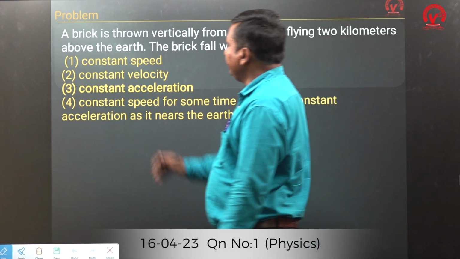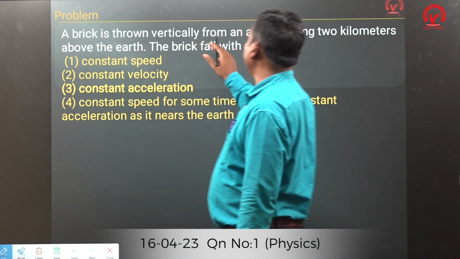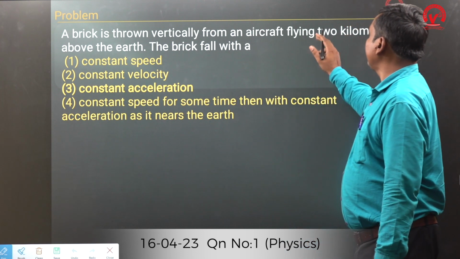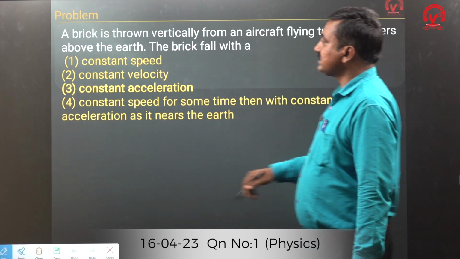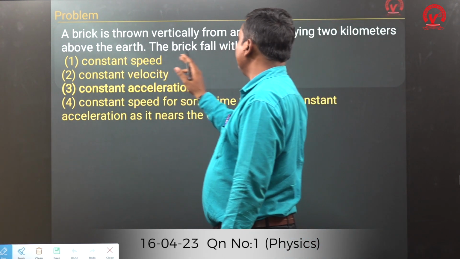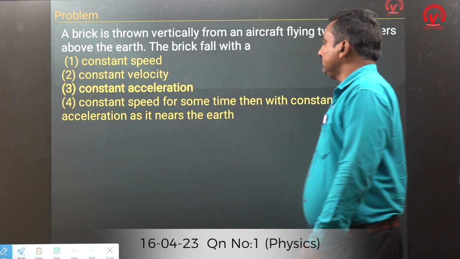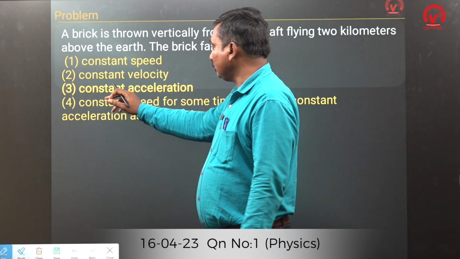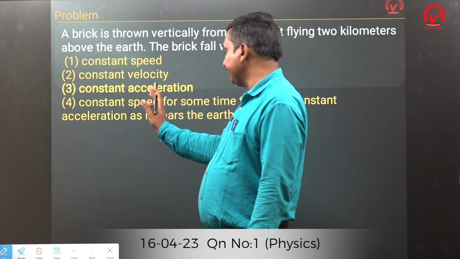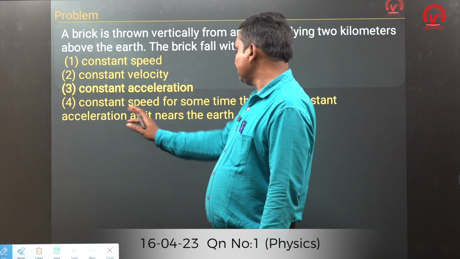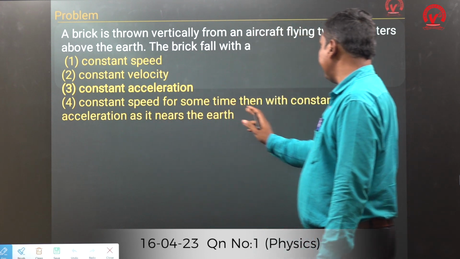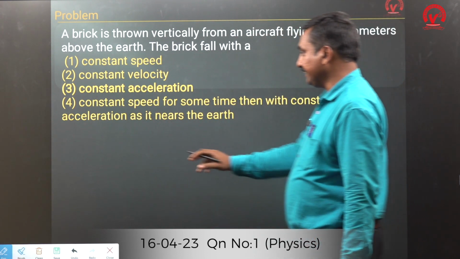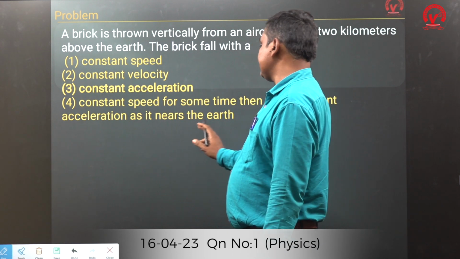A brick is thrown vertically from an aircraft flying 2 kilometers above the earth. The brick falls with A. Here are 4 options: constant speed, constant velocity, constant acceleration, and constant speed for some time, then with constant acceleration as it nears the earth.